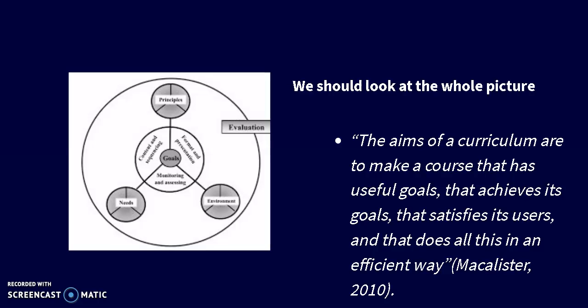As we know, the aims of a curriculum are to make a course that has useful goals, that achieves its goals, that satisfies its users, and that does all this in an efficient way. So we should take into account all these elements that are shown in this diagram: principles, needs, obviously everything regarding the environment, and obviously the goals, the objectives that are pursued by all the community in order to take the learners to a higher level in their education. But obviously, as we see, evaluation surrounds all this.